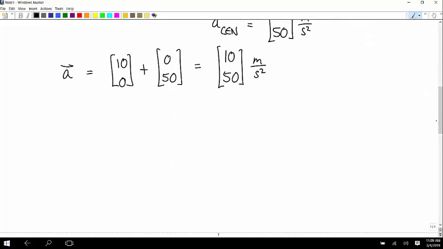So now let's talk about one of the things that we use circular motion for a lot, which is rolling objects. So let's talk about rolling without slipping.